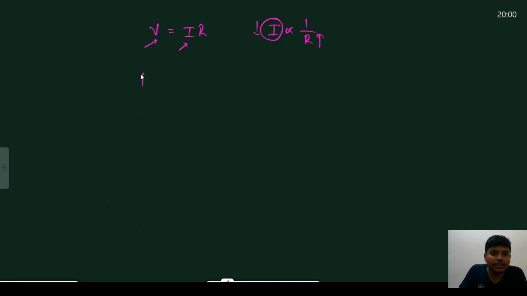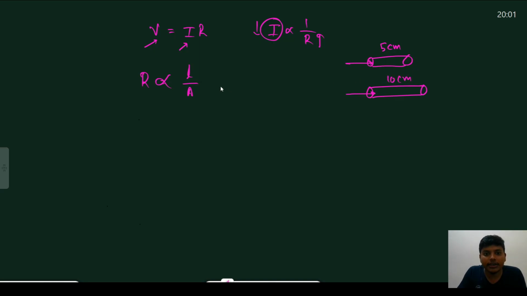So resistance is also directly proportional to length divided by area of cross section. If you are taking a wire of 5 centimeter and a wire of 10 centimeter, where will the electron reach faster? Obviously 5 centimeter. So it depends on the length directly. And if you are taking a small wire and a big wire, electrons can go through the big one more easily. So if area increases, resistance decreases.